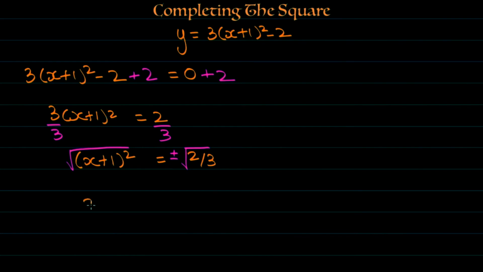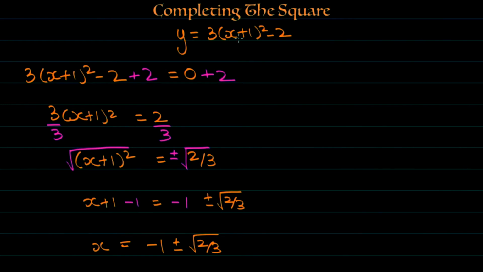So now we have x plus 1 is equal to plus or minus the square root of 2 over 3. So if we take 1 from both sides, then we end up with our two solutions for x, which are minus 1 plus or minus the square root of 2 over 3. And although we usually don't like fractions inside of surds, we won't worry about it for now because surds aren't the topic of this video.